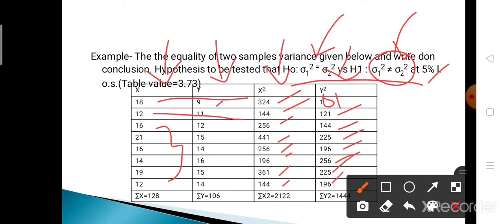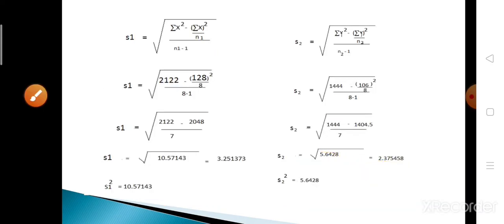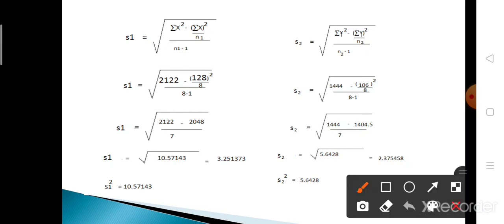We want the total of all the columns, so just calculate the total of columns. The first column is x, so summation x is 128. Second column is y, so summation y is 106. Summation x square is 2122. Summation y square is 1444. For the test statistic, we need the value of S1 square and S2 square. So first calculate S1 and S2.